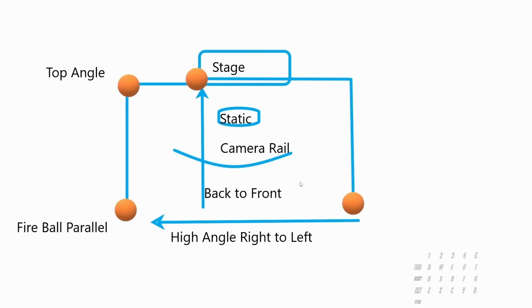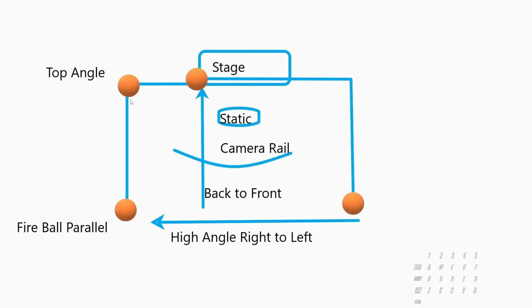The second one would be back to front. From the back of the auditorium, the camera moves in this position. Actually from the middle, it moves like this. And the fireball's position won't change in any of these shots. The fireball will travel only in this direction: 1, 2, 3, 4. That's it.